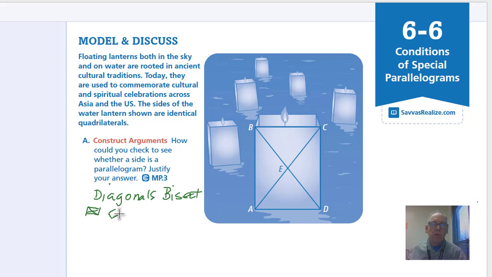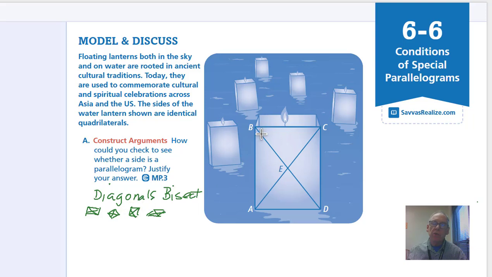In a rhombus, the diagonals are perpendicular bisectors of each other. In a square, which is also a rhombus with a right angle, the diagonals are perpendicular bisectors of each other. And in a general parallelogram, the diagonals are not congruent, but they're bisectors of each other. So that would probably be the first thing you could do to see whether you have a parallelogram, is to see if the diagonals bisect.